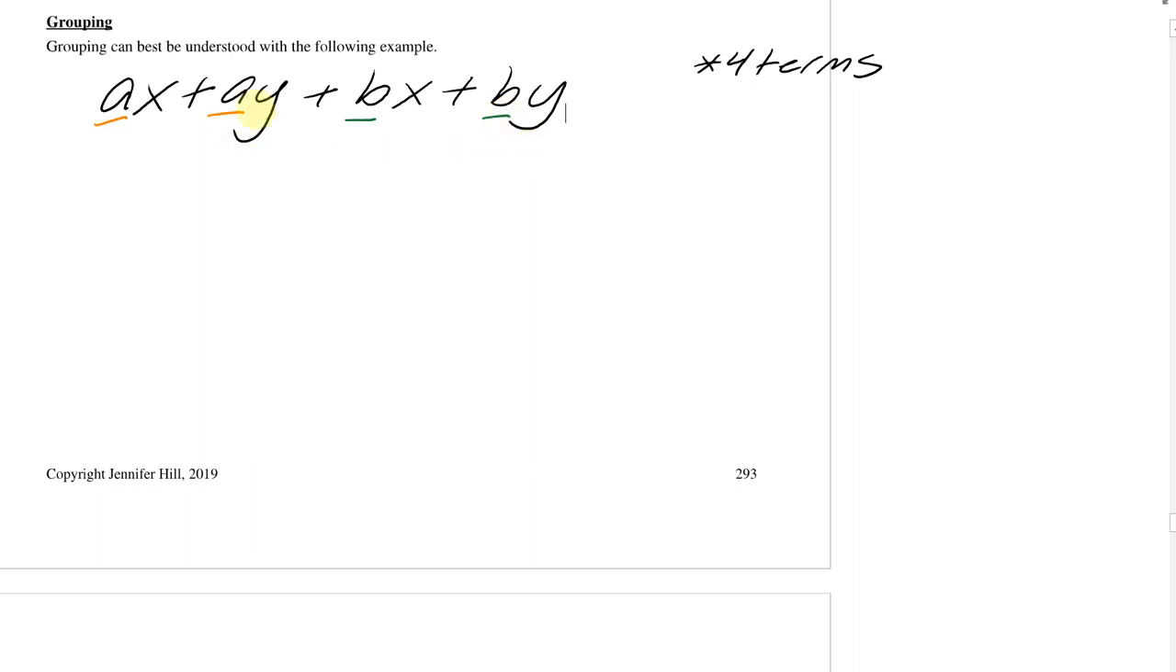So what you're going to do then is treat this like 2 GCF problems in some ways. In these first 2 terms, I want to factor out the A, so I'll write the A right here. And then this is going to be X plus Y. And then out of the second 2 terms, I'm going to factor the B out, so this is going to be times B. And then here's the X plus Y.